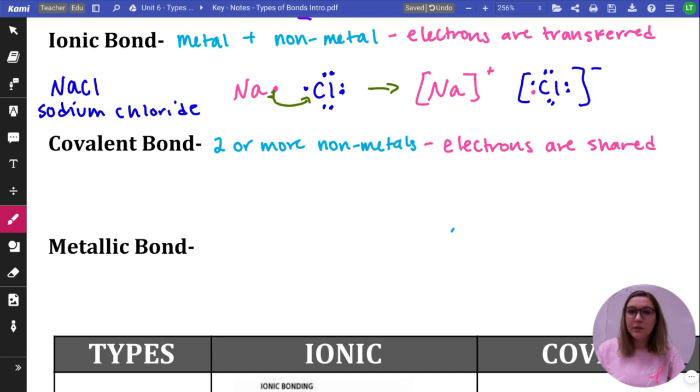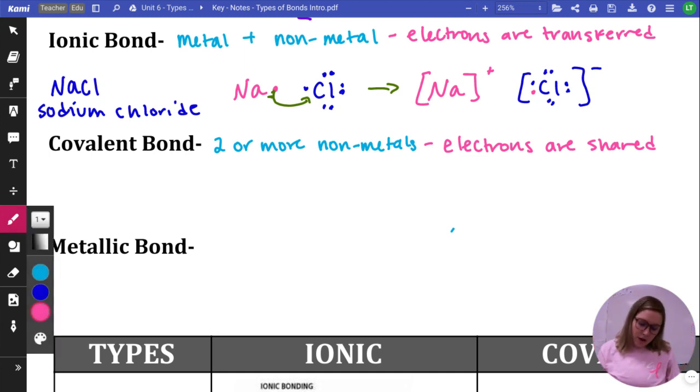The reason they're shared is that when electrons are transferred, it's because there's a really high difference in their electronegativity. One of them is really electronegative while the other isn't, and the one that's really electronegative completely steals the electron. In covalent compounds, the difference between their electronegativity isn't great enough that one of them can steal it. So instead of stealing it, they're just going to share it. It's going to be somewhere in the middle.